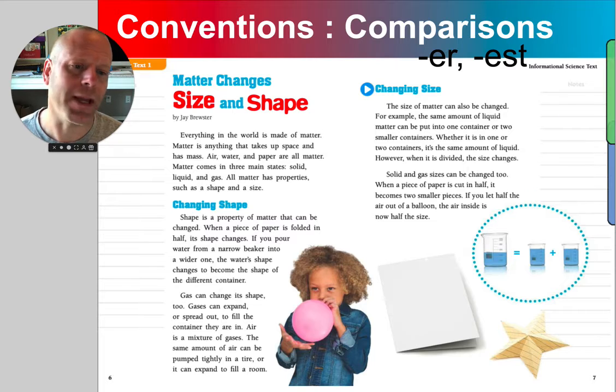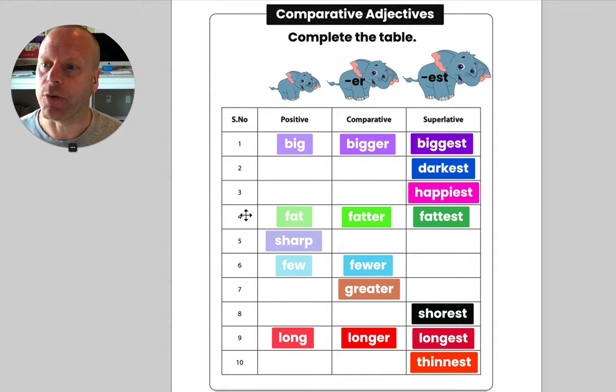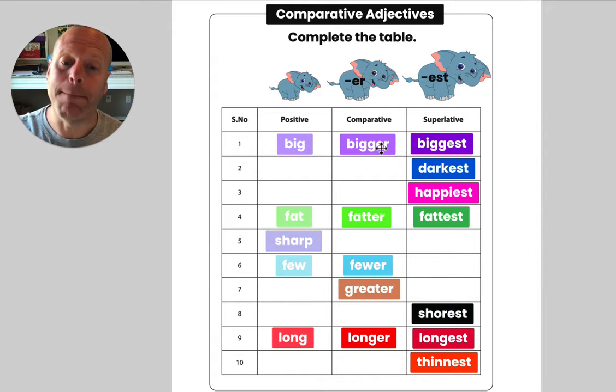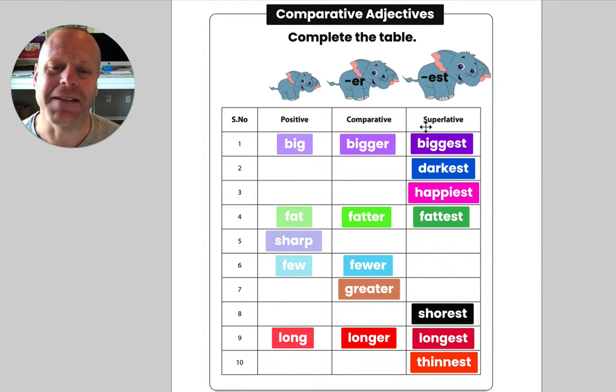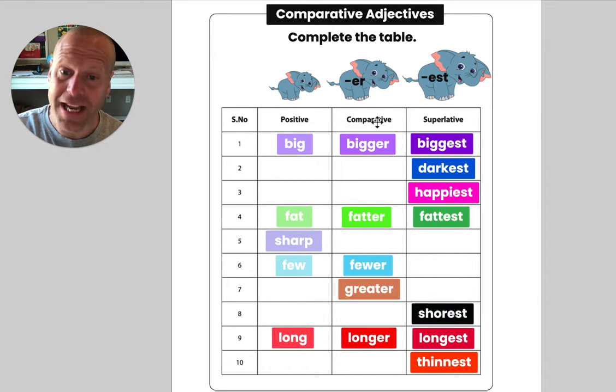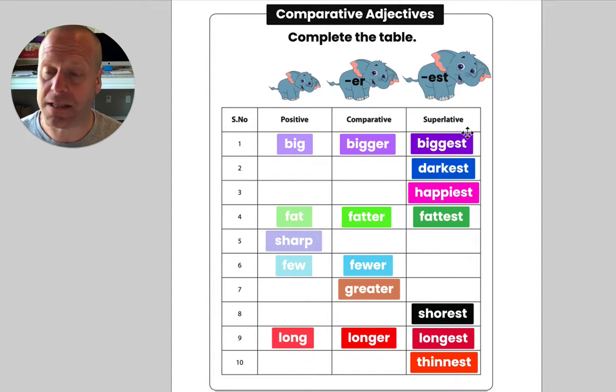So, knowing that, I have a great chart with a big elephant that gets bigger when you add an ER, and it gets biggest when you add an EST. So the first one is considered an adjective. It's a positive claim about something, and then you're comparing it to something else, talking about how ER, bigger, changes the intensity of that adjective. And then the last one, the EST, makes it the biggest, right?